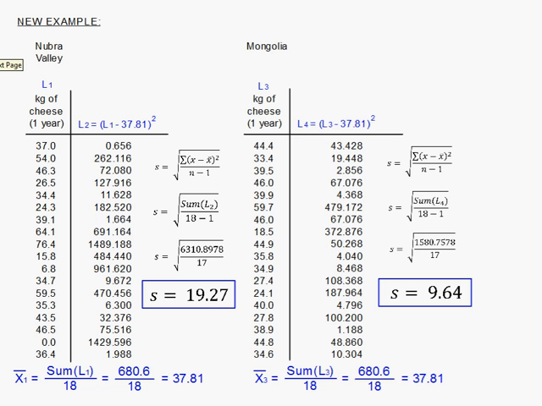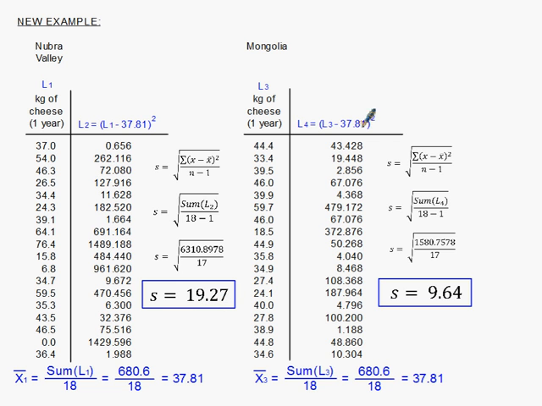Now, let's continue. We can run through our sample standard deviation. What we're going to do is sum up L2. We're going to add all of those. We get, this is something we did just a moment ago. Divide by 17, we get our 19.27.